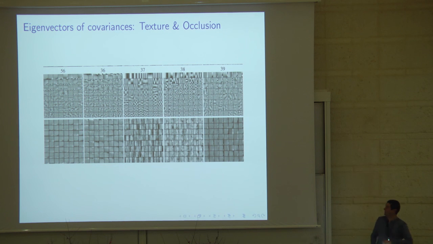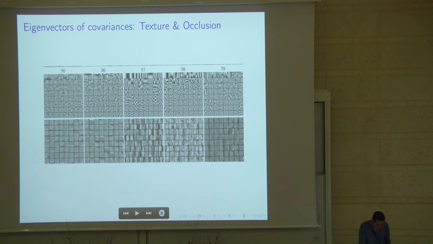If you look at component number 56, for example, which is a different component, the basis elements basically have most of their energy just on the bottom, and they don't care what happens on top. And you can see this also in the samples. The sample is basically flat on top and has all sorts of interesting things happening in the bottom.